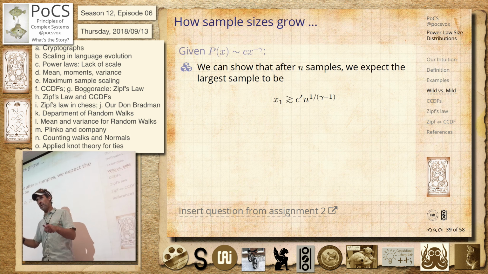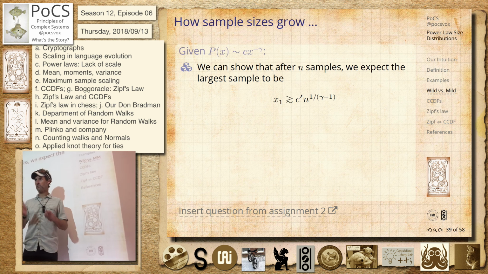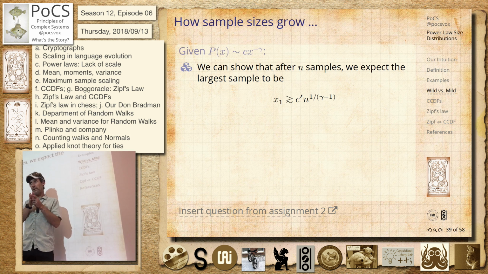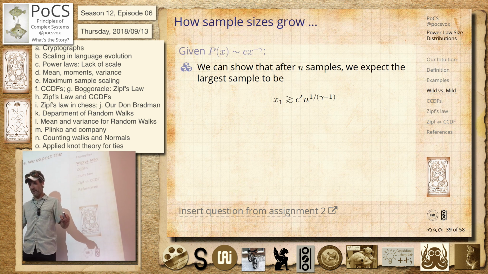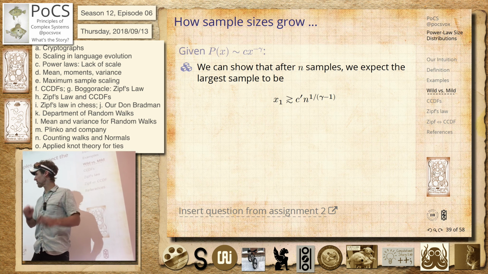And so for a Gaussian, right, it's dying away like e to the minus x squared. The largest one, yes, it'll get bigger, but very, very, very slowly, right? Really slow. It's really constrained, and exponentials are really constrained.